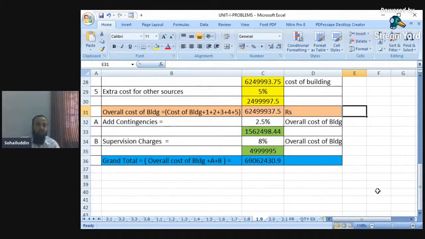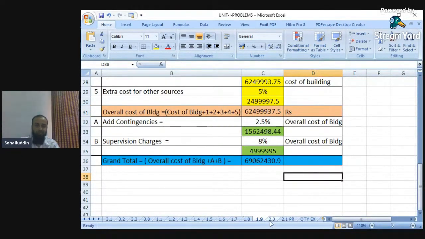Again, 2.5% is taken for contingencies and 8% is taken for supervision charges. Again, the addition, this green color, comes about this. And the grand total cost is the overall cost of the building plus contingencies plus supervision charges. Why? Because it is from the overall cost of the building. The overall cost plus contingencies plus supervision charges comes about this. Again, it is a simple problem.